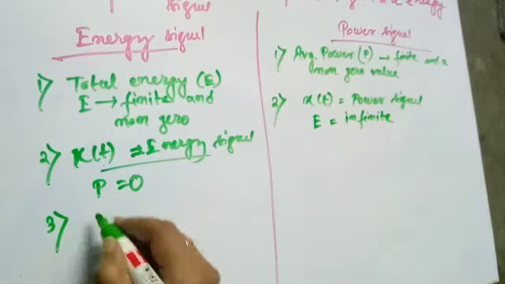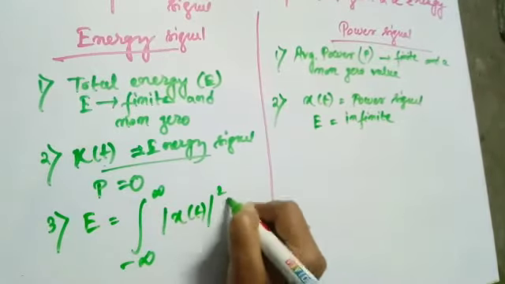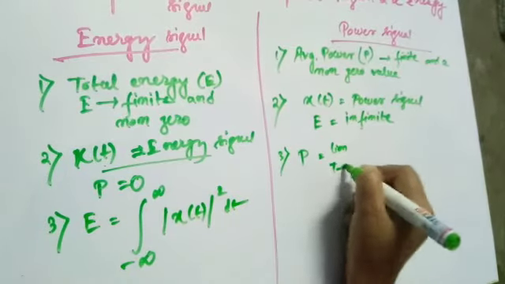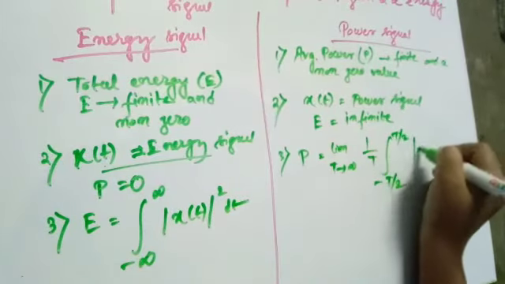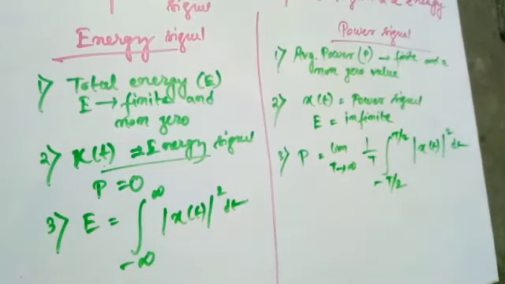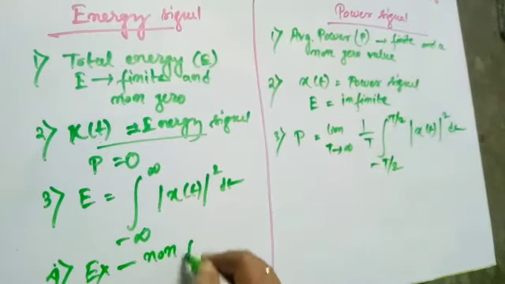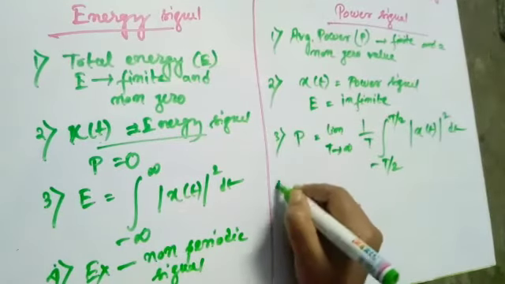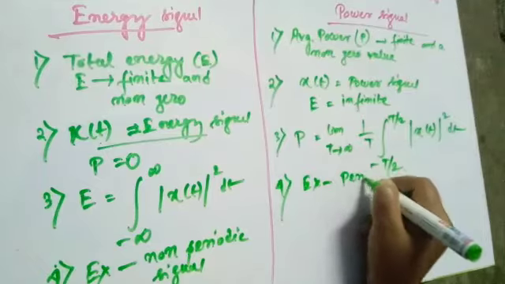Third comparison: the energy will be calculated as the integral from minus infinity to infinity of mod of x(t) square dt. For a power signal, the average power will be calculated as limit T tends to infinity, 1 by T, integral from minus T by 2 to T by 2 of mod of x(t) square dt. Fourth, examples of energy signals will be all types of non-periodic signals. Examples of power signals will be all types of periodic signals.